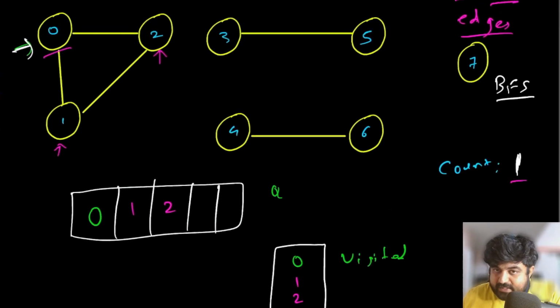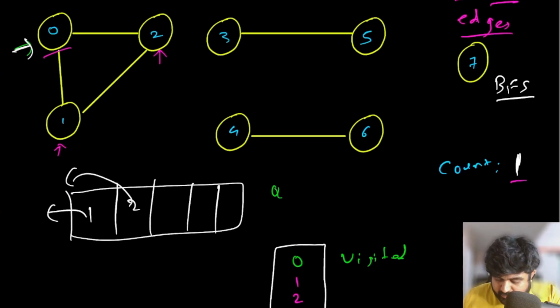Currently the count is still going to be 1 because all the nodes are connected. Now we pop 0 out and we do the same process with 1. Currently for the value number 1, 1 is also visited. So since 1 has already been visited, we do not need to do anything with 1 and we can simply pop that one out. Again 2 is also visited, so we do not need to do anything and we can pop it out.